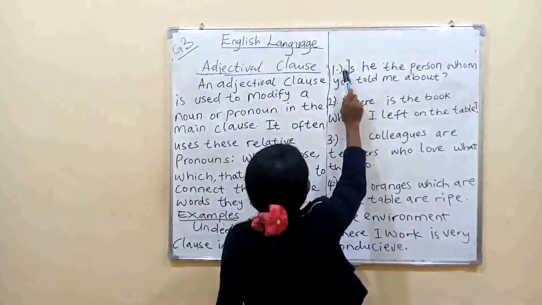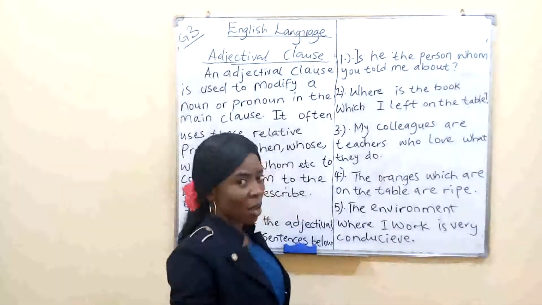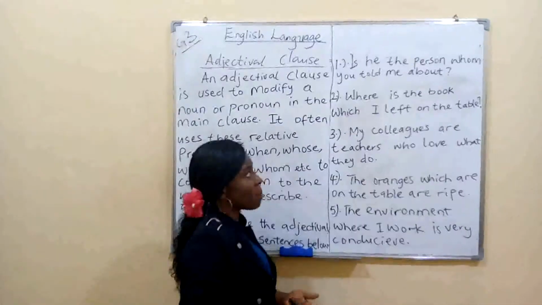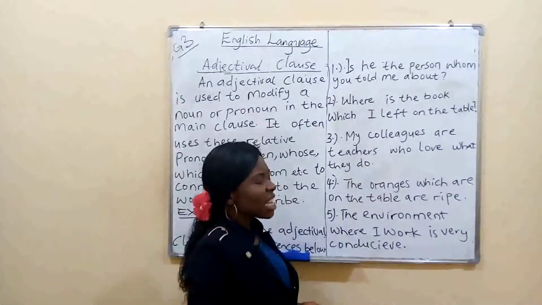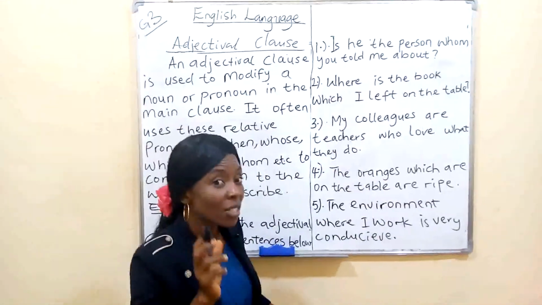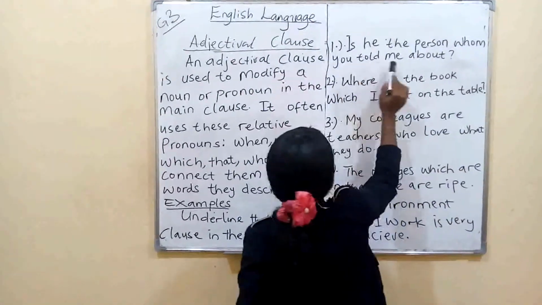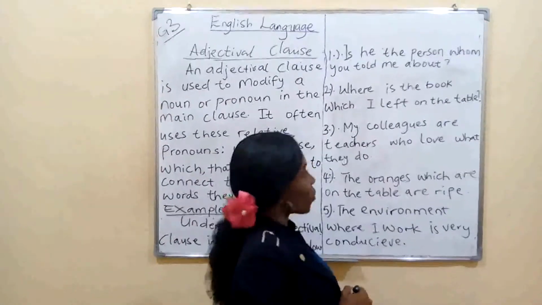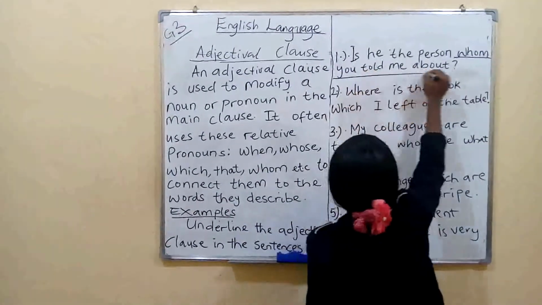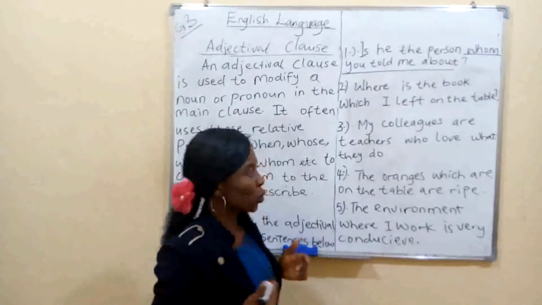Number 1. Is he the person whom you told me about? What person are we talking about? The person whom you told me. Remember now, this word whom is still further describing this person, not just any person. The person you told me about. So what do we do? Whom you told me about. Is he the person? What person? Whom? The one you told me about.